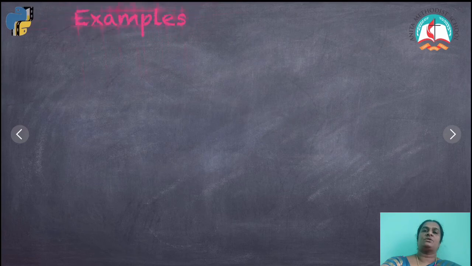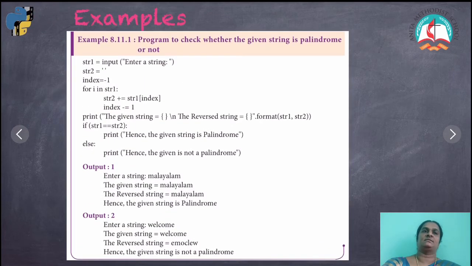What is next to membership operators? Yeah, we are going to see some examples. Okay, so now to print whether a given string is a palindrome or not. Enter a string. Again string 2 they are going to enter. We are going to compare both the values.